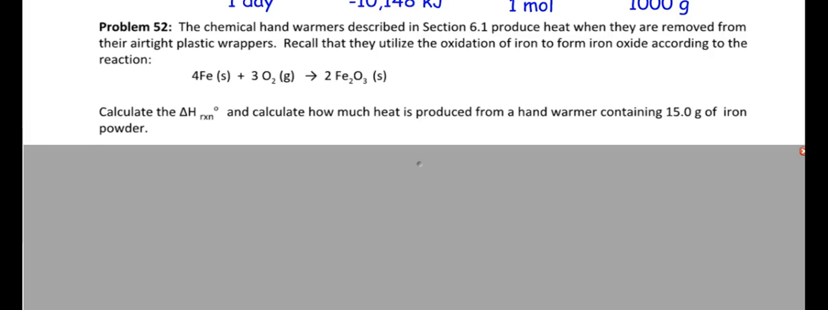All right, so it says the chemical hand warmers described in the very opening produce heat when they're removed from their airtight plastic wrappers. Recall they utilize the oxidation of iron to form iron oxide according to the reaction. So calculate the delta H reaction. Just think about it before you do. Will your delta H be positive or negative if it's a hand warmer? Think about that. And calculate how much heat is produced from a hand warmer containing 15 grams of iron powder. Go ahead and do this. Pause this. Come back when you're done. Yes, I mean you.